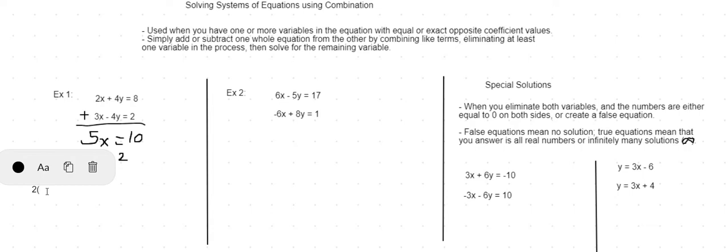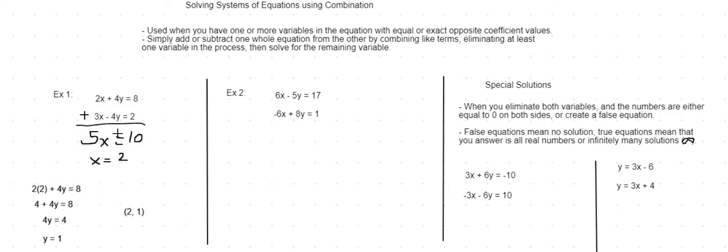If I put a parenthesis where x goes and plug the number in, I put 2 in for x, plus 4y equals 8. Then I can continue to solve. 2 times 2 is 4, plus 4y equals 8. I would subtract the 4 on both sides and get 4y equals 4, and then divide by 4 on both sides, and I get y equals 1. So there's my solution: 2, comma 1. That means x is 2, y is 1.